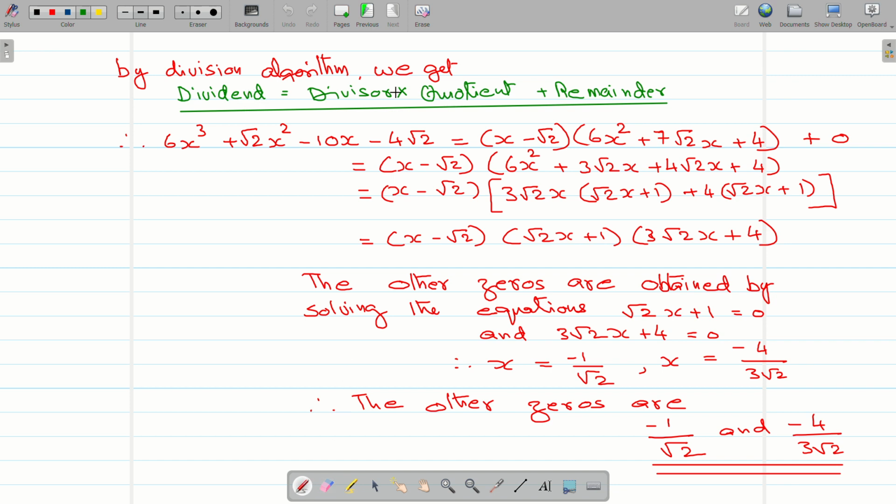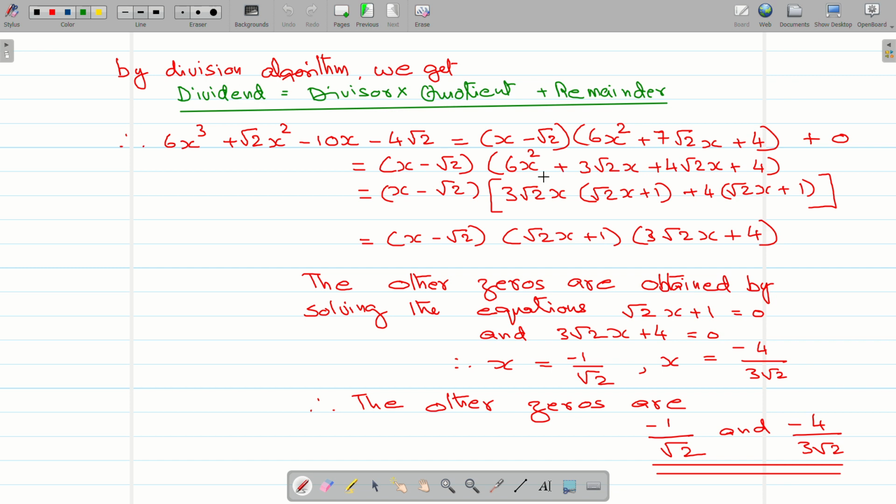Now by division algorithm we get dividend is equal to divisor multiplied by quotient plus the remainder. Here the dividend is p(x), that is 6x cube plus root 2x squared minus 10x minus 4 root 2. Divisor was x minus root 2 and the quotient 6x squared plus 7 root 2x plus 4. Remainder is 0. X minus root 2 we keep as it is.